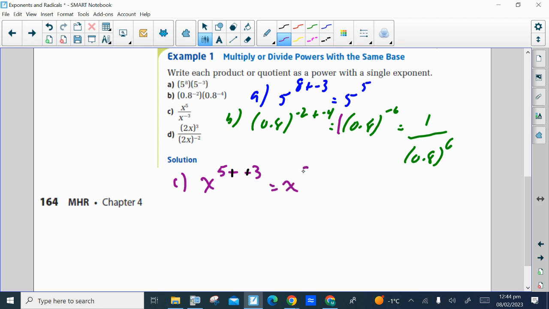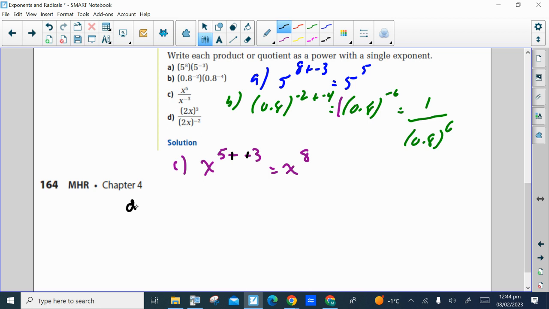The answer becomes x to the 8. So again, we use the quotient law. And then in the end, we didn't have a negative exponent we needed to worry about. Always use the other laws first. At the end, if you still have a negative exponent, then you make it positive.